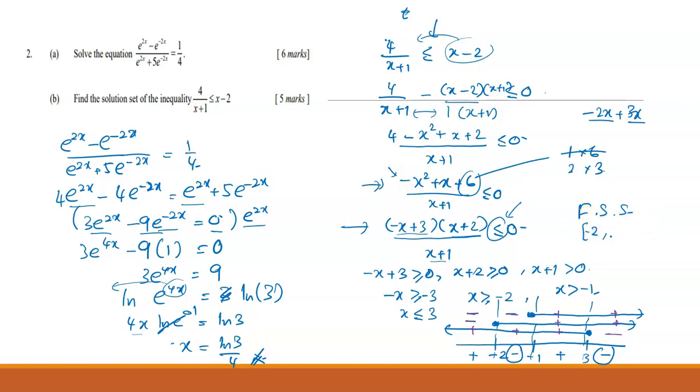negative 2 to negative 1, union from 3 to positive infinity. Okay. Negative 1 here is not a black dot, it's a circle, which is greater than negative 1 only. So here. Okay, there you go.